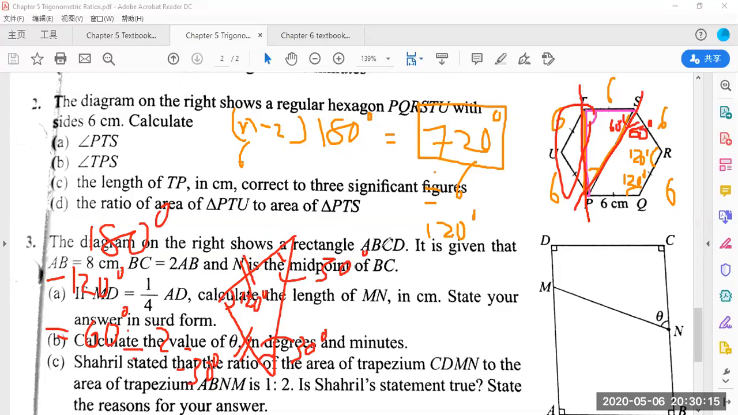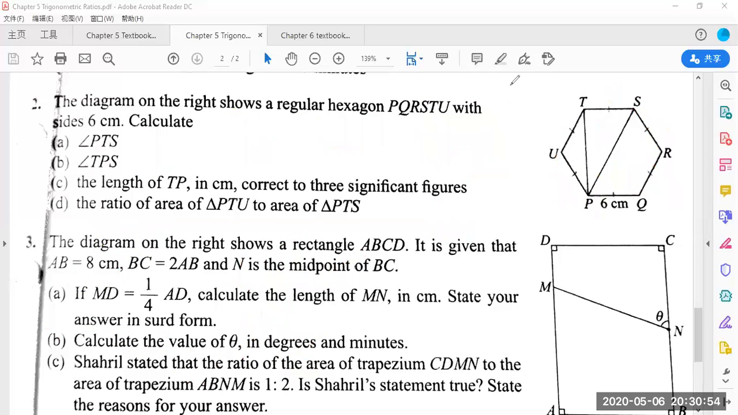So after finding all this, you get the answer, right? PTS is 90 degree. I also can see 90 degree. Then TPS is what? This one less 30, right? 30 degree. You can know by looking, correct? So you need to show the calculation, and you get the answer. So this one 90, this one 30.